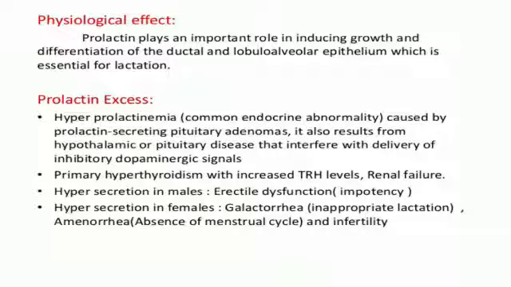Then let's see the prolactin excess. The first one is hyperprolactinemia, that is the common endocrine abnormality caused by prolactin secreting pituitary adenomas. It also results from hypothalamic or pituitary diseases that interfere with delivery of inhibitory dopaminergic signals. Second one is the primary hypothyroidism, which increases the thyroid level, and renal failure.